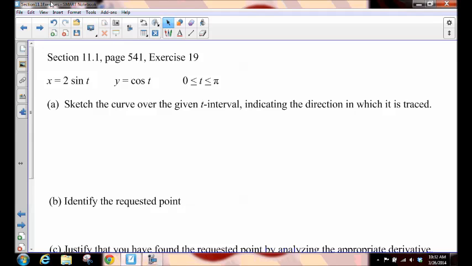Let's do section 11.1, page 541, exercise 19, which has several parts, but the parametric function that we're concerned with is x equals 2 sine t, y equals cosine t, and we're looking at the interval of 0 is less than or equal to t is less than or equal to pi. So part A says, sketch the curve over the given t interval, indicating in which direction it is traced.